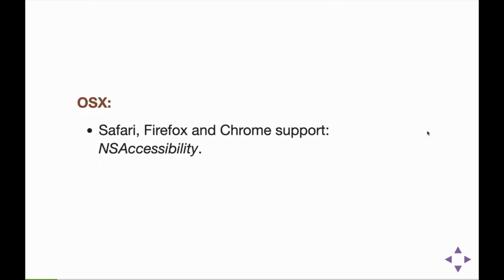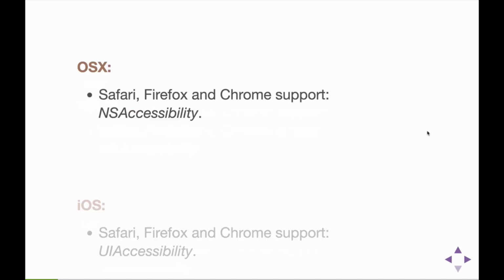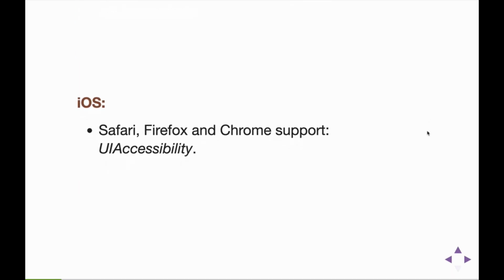On Mac, it's much easier. On OS X, Safari, Firefox, and Chrome all support NS accessibility. For mobile devices or iOS, Safari, Firefox, and Chrome support UI accessibility. So there you have it. I hope that didn't confuse the hell out of you, but that's a bit about accessibility APIs.